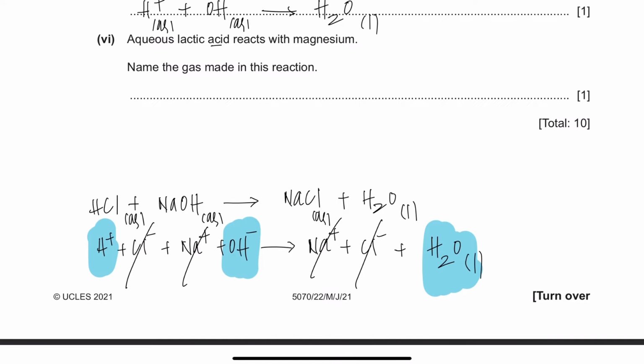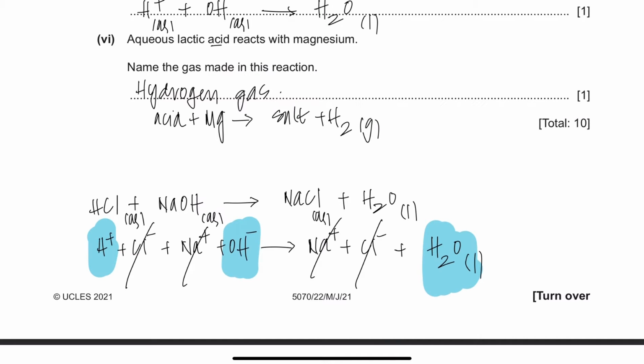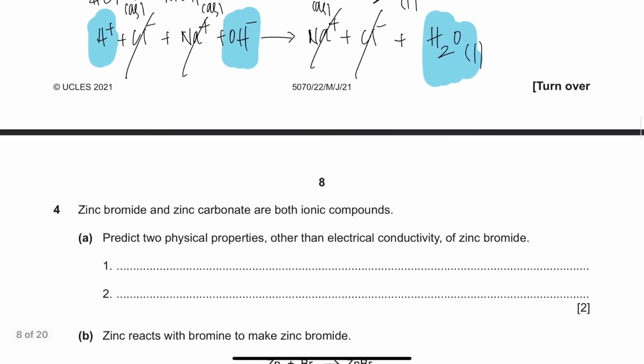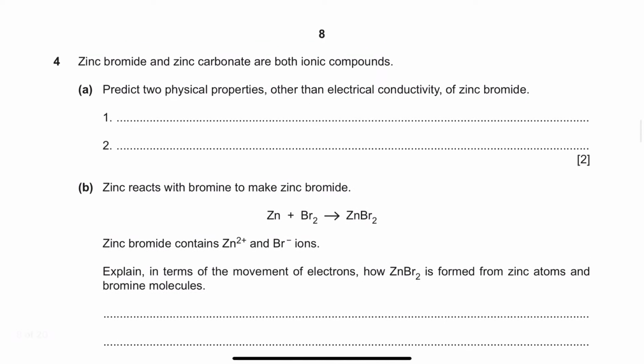Okay. Now, aqueous lactic acid reacts with magnesium. Now, it's a lactic acid, but you can ignore the lactic, it's acid plus magnesium, right? So whenever an acid and a metal react, you'll get salt and hydrogen gas. Now, what is the question asking? Name the gas that is made in the reaction. Hydrogen gas. Because acid plus any metal is going to give you salt and hydrogen. Moving on to question number 4.